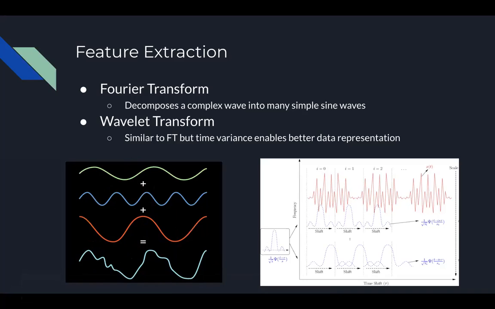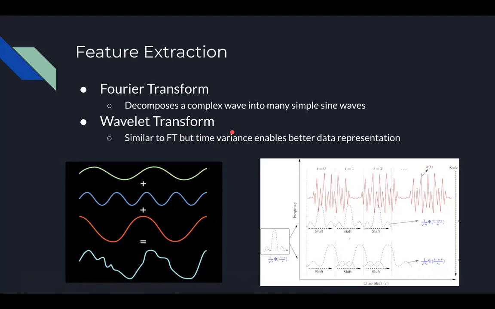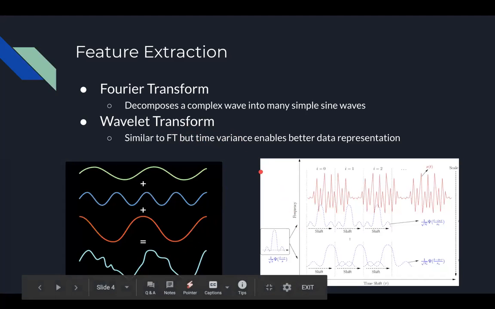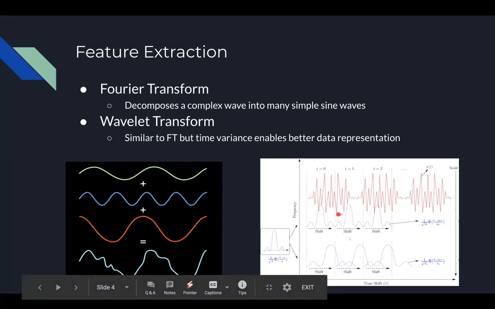Some of the time this might not be that good, right? Because EEG waves aren't completely regular. They can shift all the time. So that's where wavelet transforms come in. A wavelet transform is basically similar to a Fourier transform, but it allows you to change things over time.